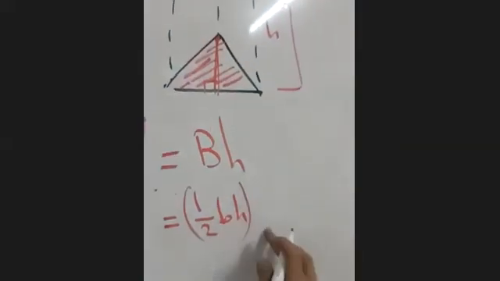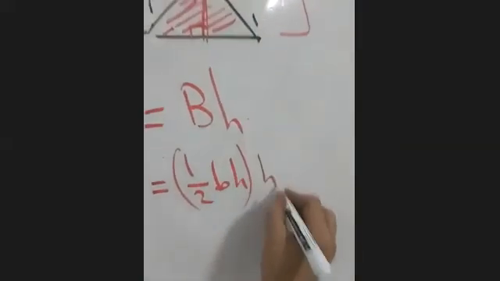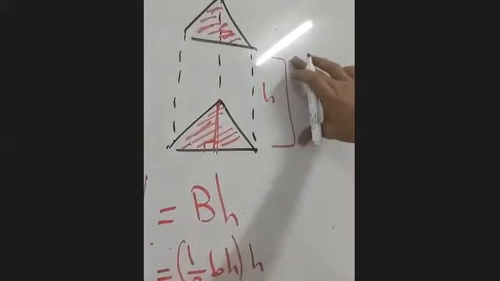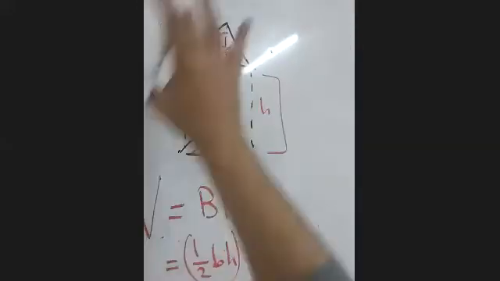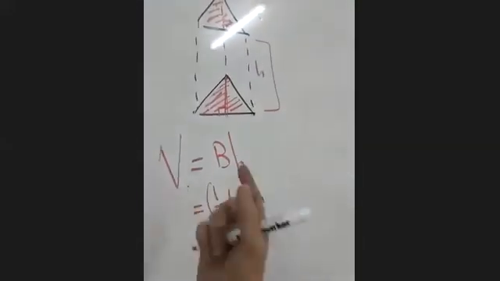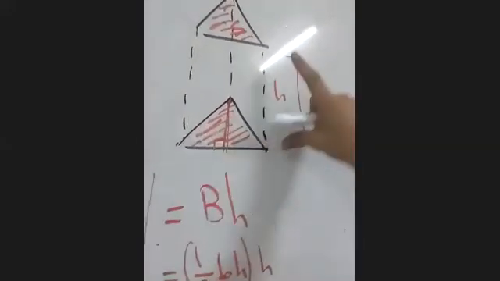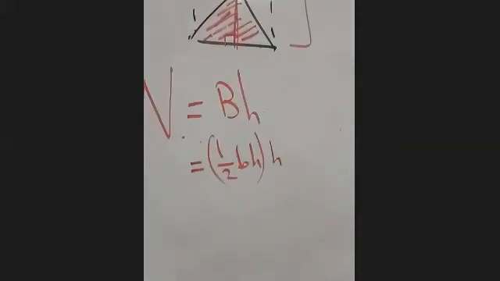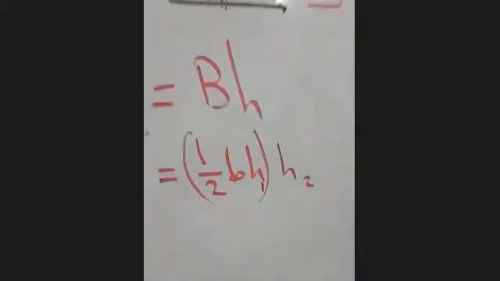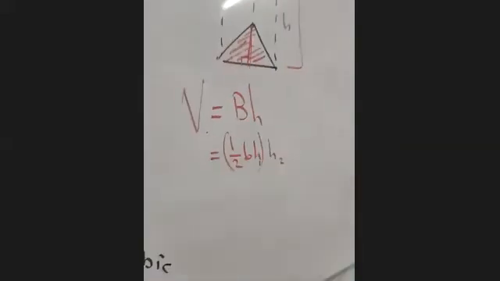And this H, the other one, is what? The height of the whole prism. We have two heights, height for the triangle and height for the prism. So I'll call them H1 and H2, for example. H1 for the triangle, and H2 for the whole. So this is how we find the volume of the triangular prism.